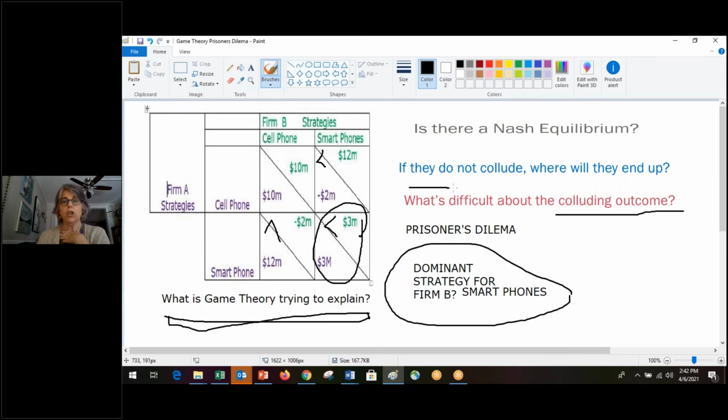And if they collude, where will they end up? Well, if they collude, they'd want to end up here. The hard thing about colluding is there's such a strong incentive to cheat. So this one does have a Nash equilibrium.